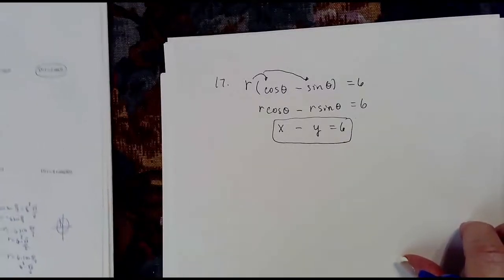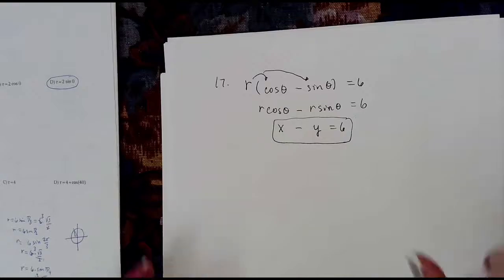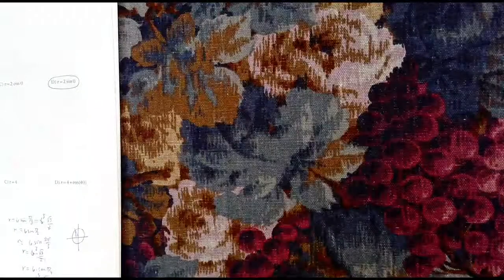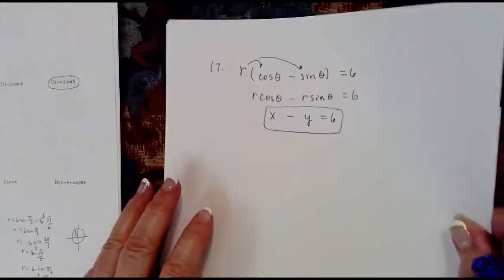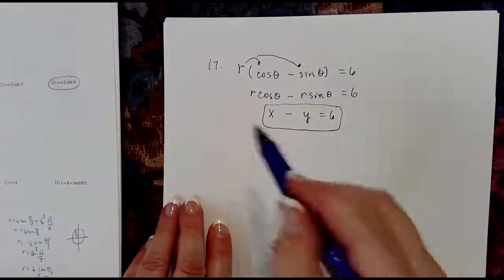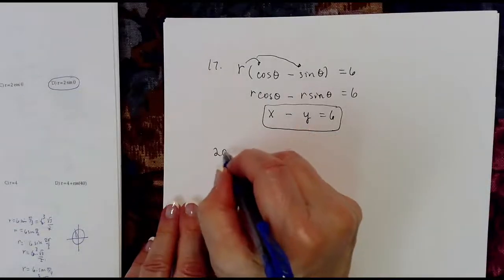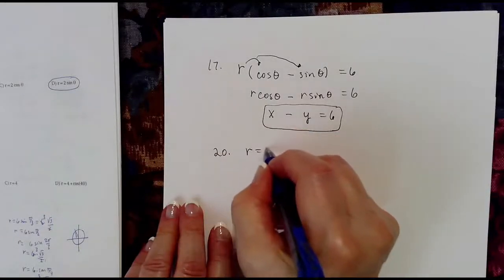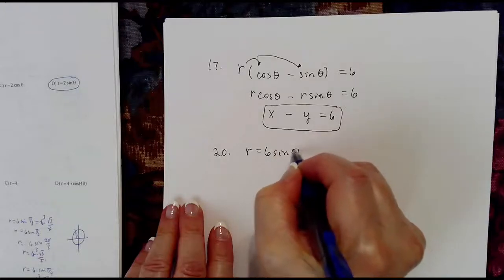So the next one is our job is to graph, and I'm going to get you started on them. I'm not going to do the whole thing with them because the video would be way too long. But I'm going to get you started on them. So we're looking at number 20 now. 20 is r equals 6 sine theta.